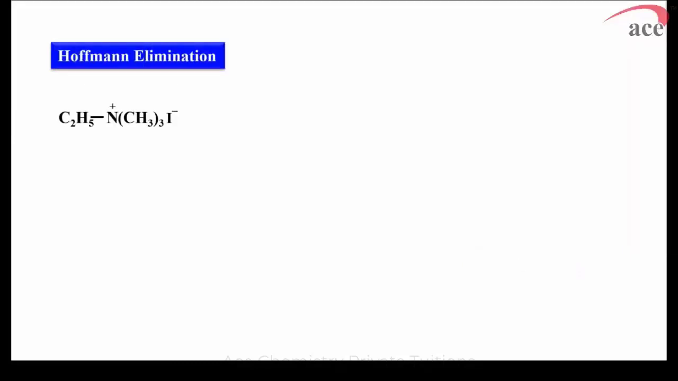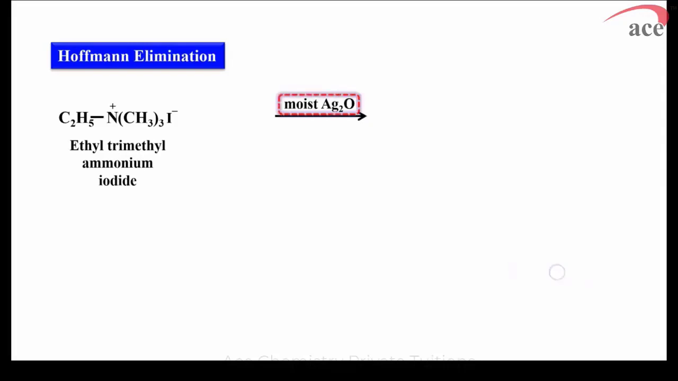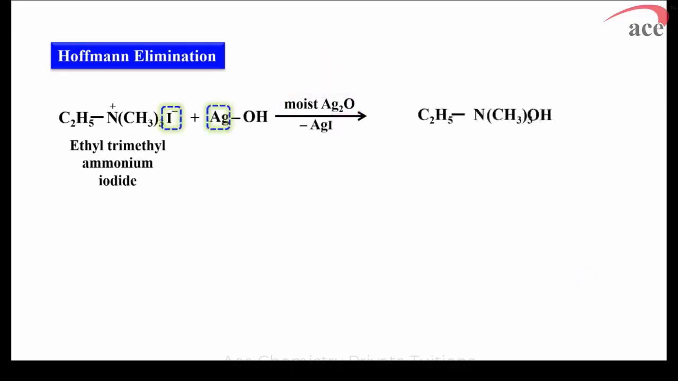If you take C2H5 and CH3 thrice I, this is ethyl trimethyl ammonium iodide, a quaternary ammonium salt. If you treat it with moist Ag2O, now moist Ag2O will give you AgOH. So finally, ethyl trimethyl ammonium iodide, you treat it with AgOH, silver hydroxide. This will result in the replacement of I minus by OH minus. So finally it will give you ethyl trimethyl ammonium hydroxide. Now ethyl trimethyl ammonium hydroxide is a quaternary ammonium hydroxide.